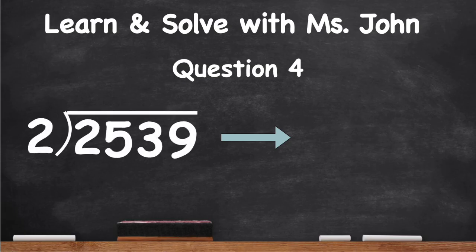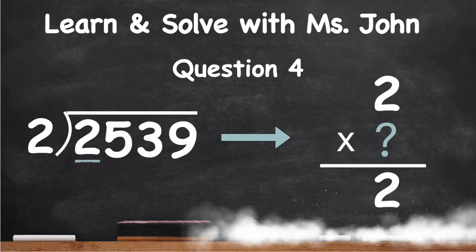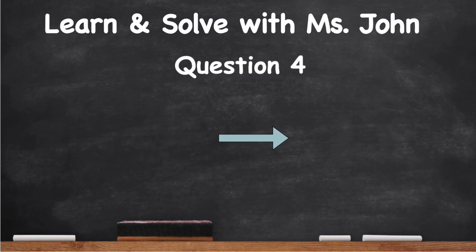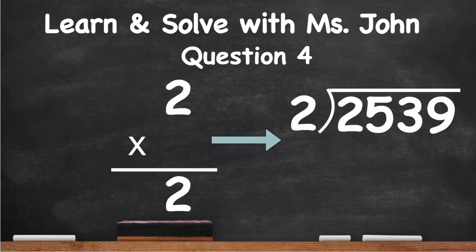Question number 4. We're going to do 2,539 divided by 2. So let's just begin with the 2. So 2 times what gives us 2? 1. So we're going to move that 1 on top of the answer in the division section.